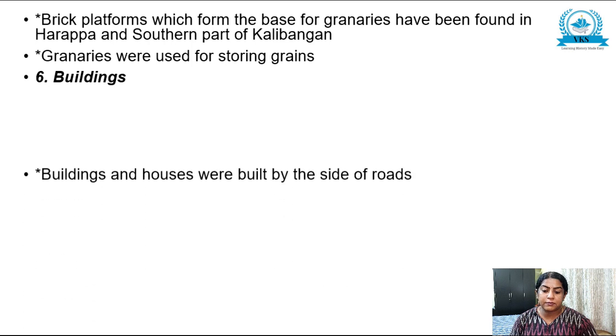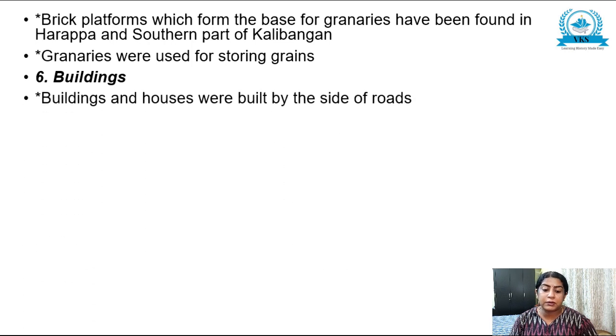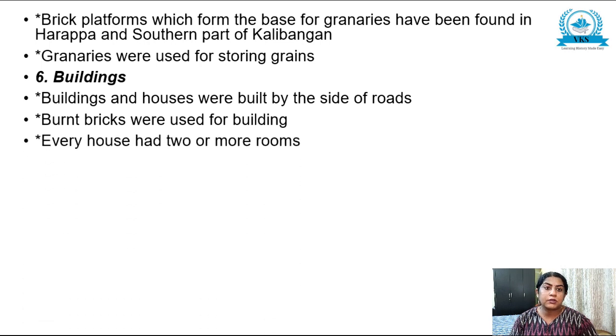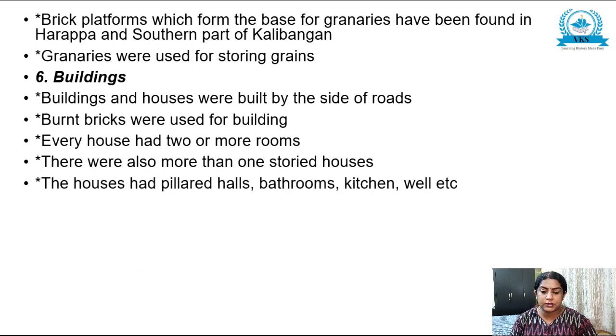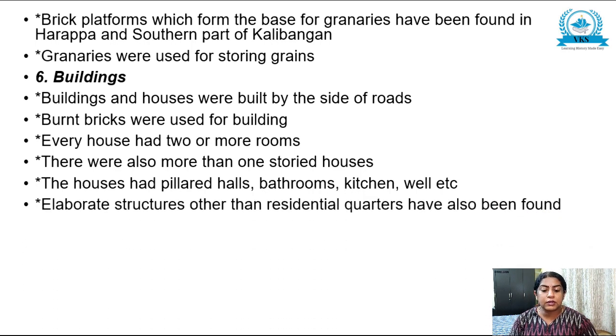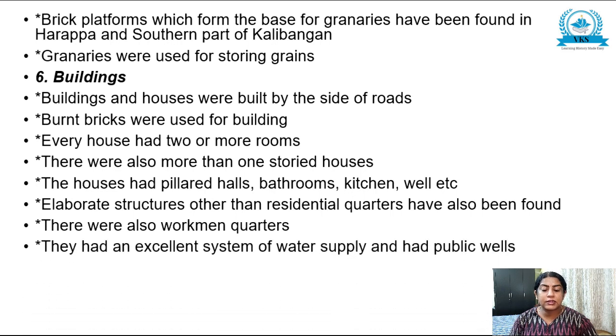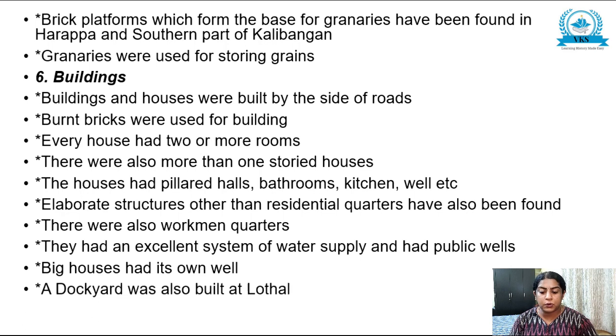Next is buildings. Buildings and houses were built by the sides of the roads. Burnt bricks were used for buildings. Every house had 2 or more rooms, and there were also houses with more than one storey. The houses had pillared halls, bathrooms, kitchens, wells, etc. Elaborate structures other than residential quarters have also been found, and there were also workmen's quarters. They had an excellent system of water supply and public wells, and big houses had their own well. A dockyard was also built at Lothal.